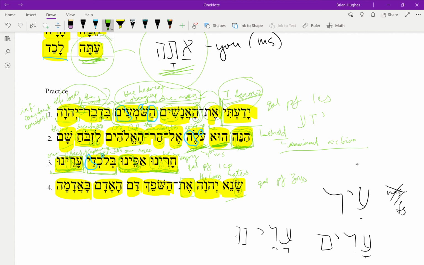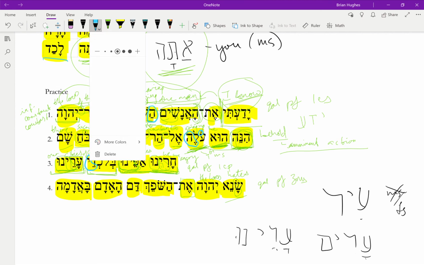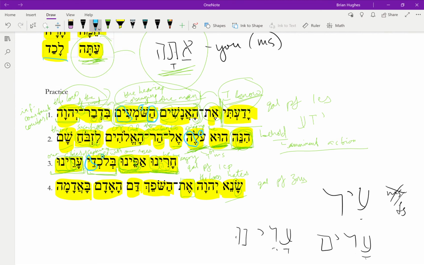Ha-shofech. So here we have, no, don't do that. We have a holum and a tsere, right? And so we've got a participle. So we've got a masculine singular Qal active participle. This is to shed or to pour out. And so it's a substantive idea. So the one who sheds.